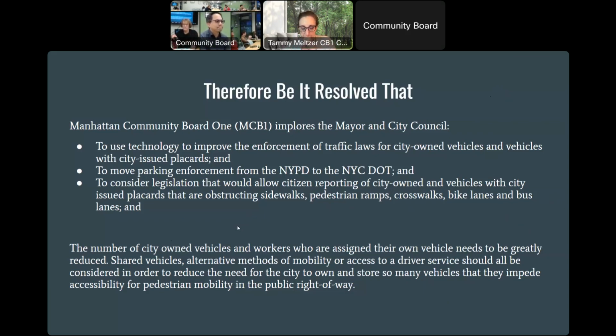It raised public awareness. Is the word city-owned being changed in every part of the therefore be it resolved? So government-owned vehicles and workers all the way through to the bottom? What do people think about government-owned, period, versus city-owned? Obviously, there are way too many of them because you can see them everywhere.